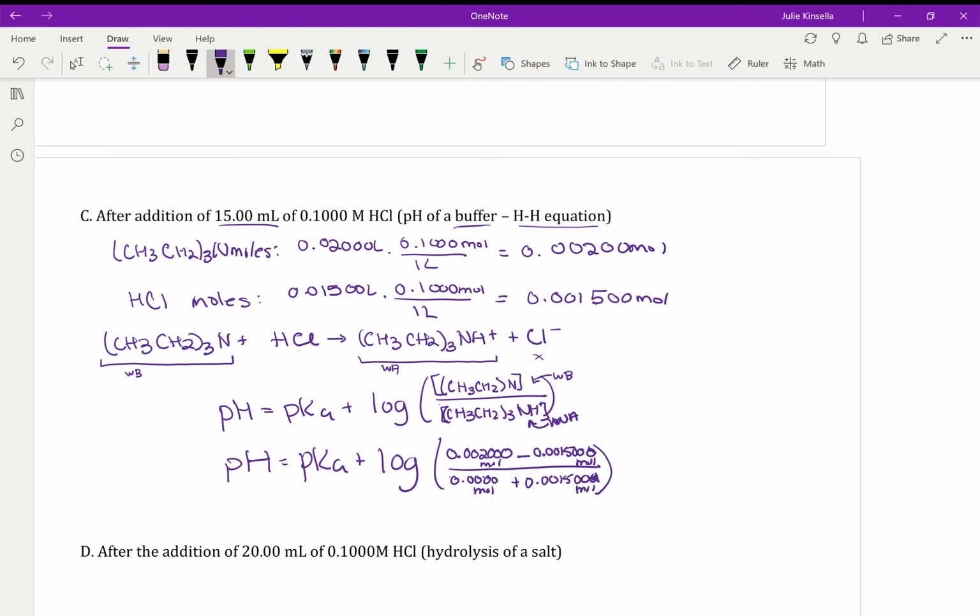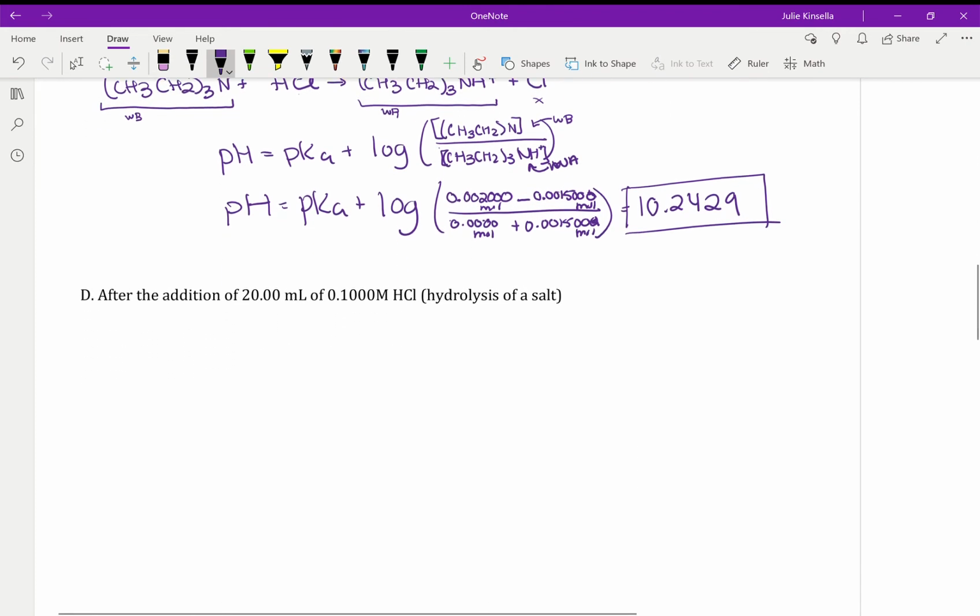That's just going back to our buffer calculations, because that's what we're doing. I just simplified it a little bit without showing you the full ice table. So when you plug that all in, keeping to the 4 sig figs, you should get 10.2429. Again, this is before your equivalence point. It's in the buffer region, so you can rely on that Henderson-Hasselbalch equation. If you need the full ice table, like we did with the weak acid strong base, go ahead and do that. I just threw it all into the equation to start.